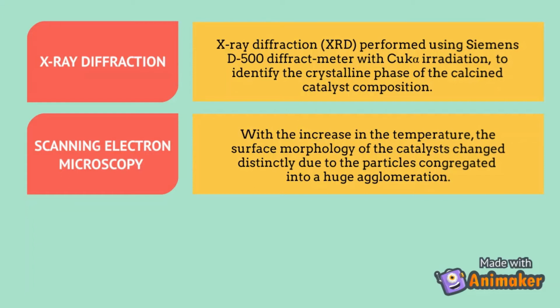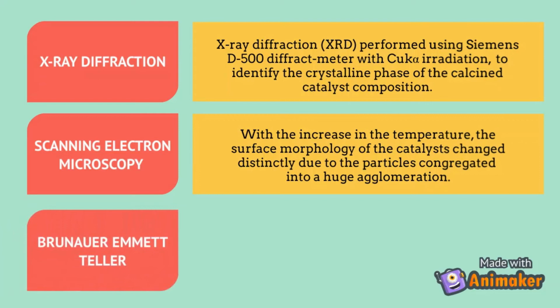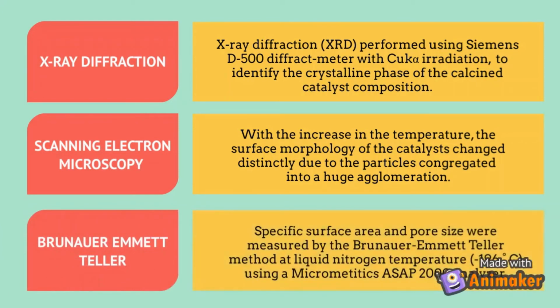Next, Brunauer-Emmett-Teller, BET. Specific surface area and pore size were measured by the Brunauer-Emmett-Teller method at liquid nitrogen temperature of -196 Celsius using a Micromeritics ASAP 2000 analyzer.